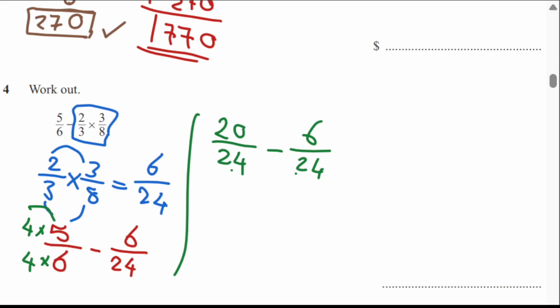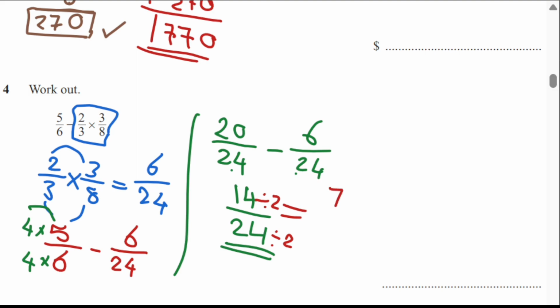What's 20 minus 6? It's 14, isn't it? Yeah, it's 14/24. Will you leave your answer like this? Yes? No, you're not getting the full mark, so you need to reduce. 14 and 24 can both be divided by 2. So let's divide here by 2. Let's divide here by 2.